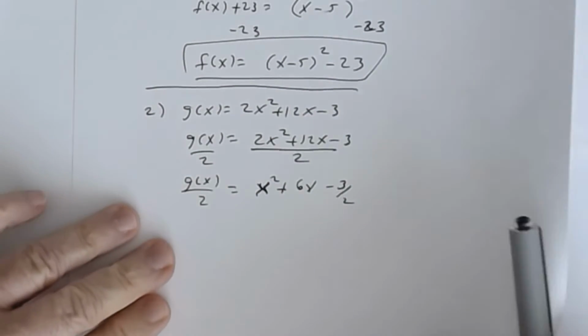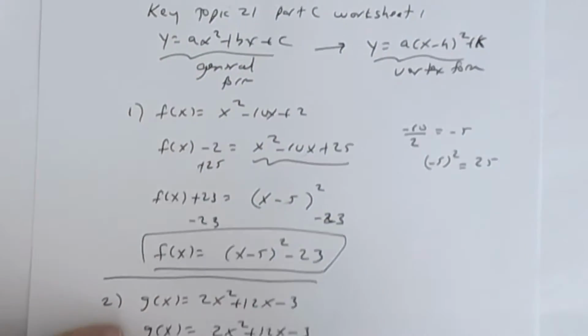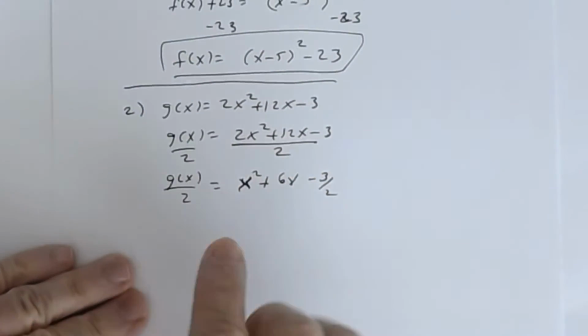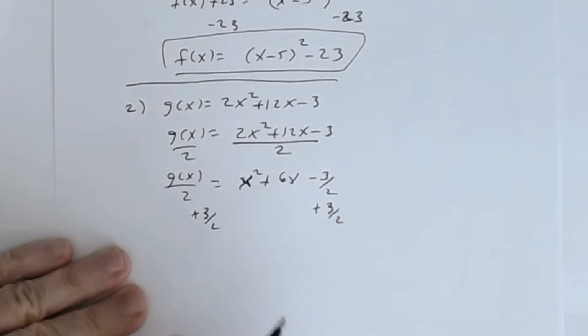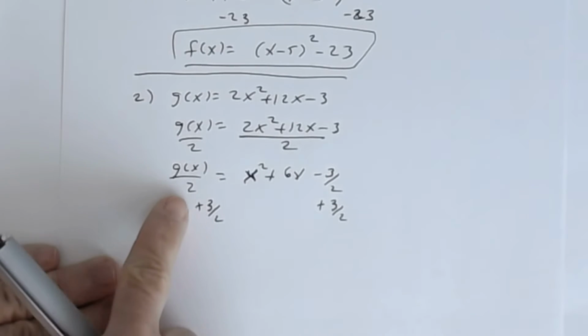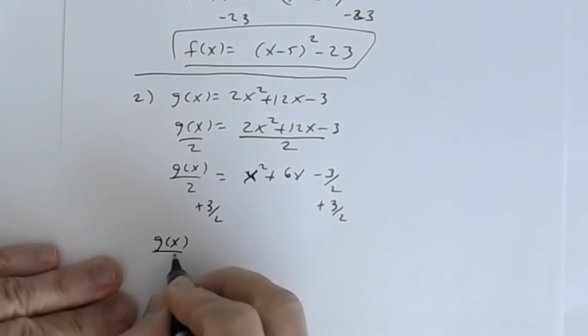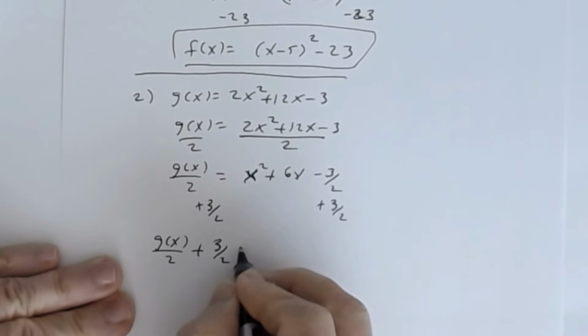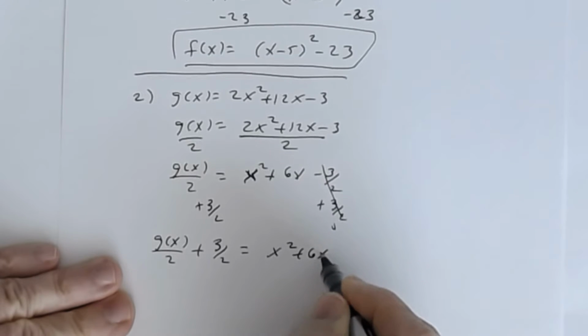Now remember, just like with this one, I brought the constant to the other side. So let's bring this negative 3 halves to the other side. So I'm going to add 3 halves to both sides. When I do that, I get this plus this. So I have g of x divided by 2 plus 3 halves equals, and this is 0 here, and you get x squared plus 6x.